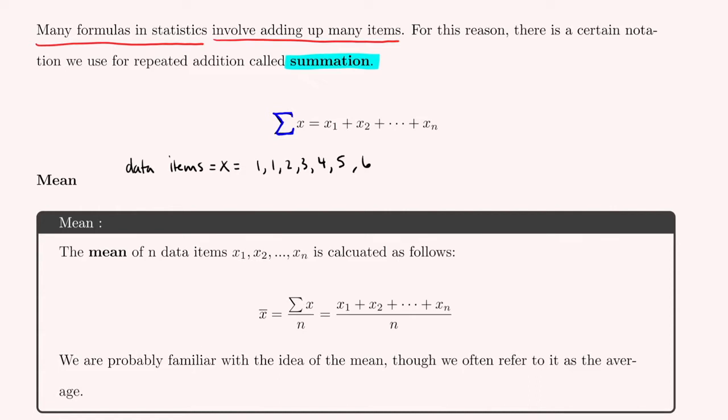So for example, if I labeled all my data items that you now see on the screen as x, then the sum of all data values x would be the first data value 1, plus the second data value 1, plus the third data value, which is a 2, plus the fourth data value, which is a 3, and then continuing to add up all the data values in the list. So we would add these all together, and that would be the sum of all the data values. So the sum of all of these data values is the number 22. So that's a bit about summation notation.